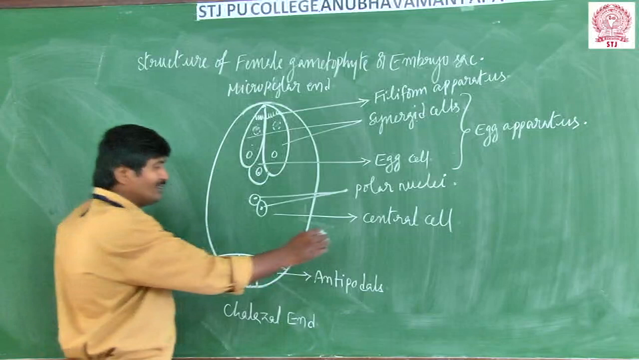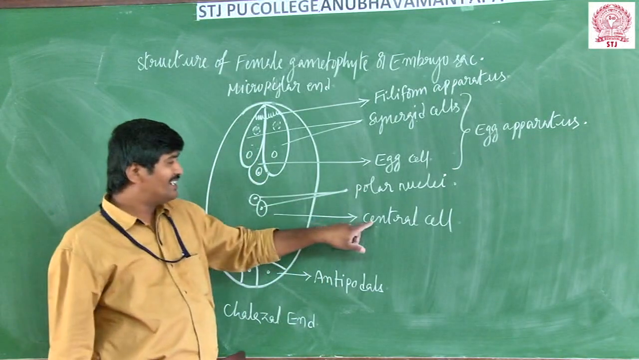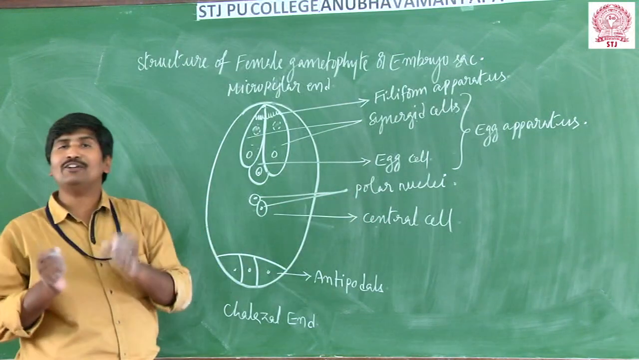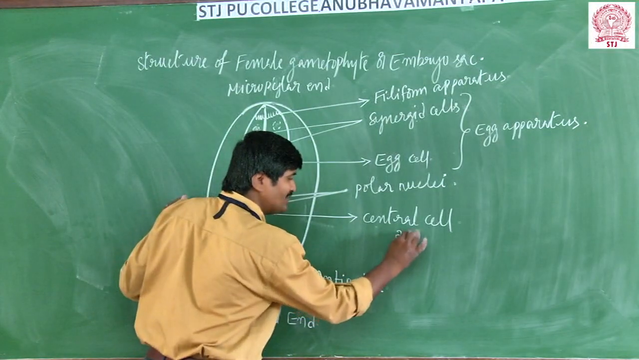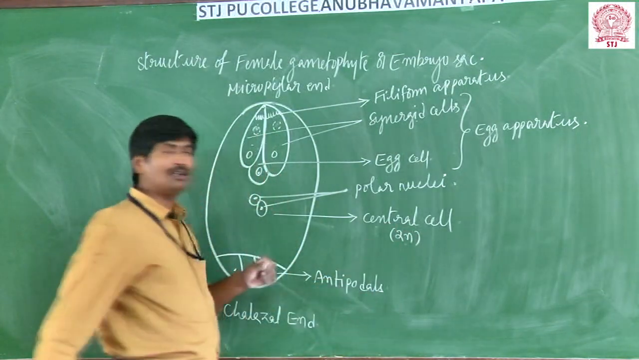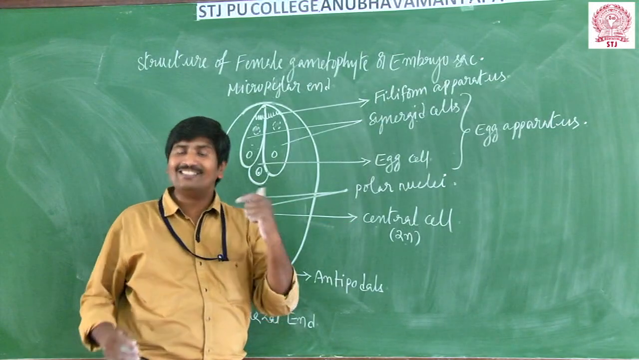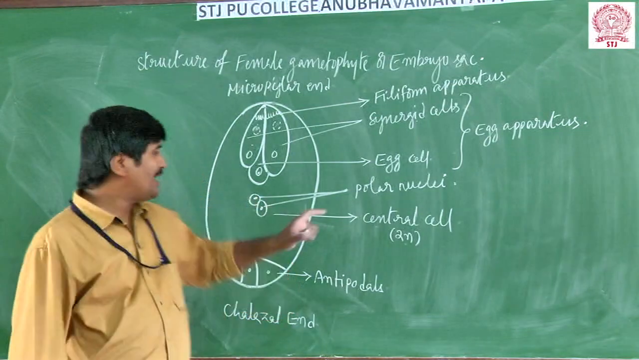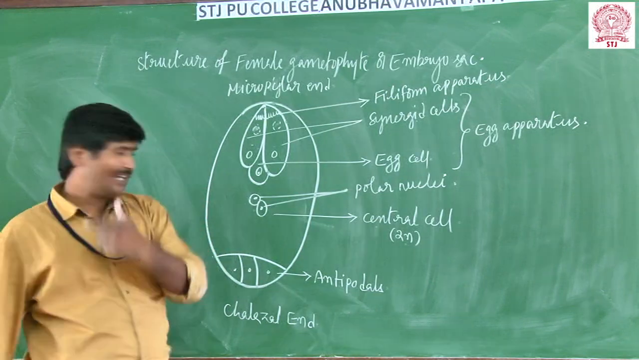Next one, before fertilization, in this central cell the two polar nuclei fuse and form the diploid condition, 2n. After fertilization, this central cell develops into the primary endosperm, and the egg cell develops into the zygote.